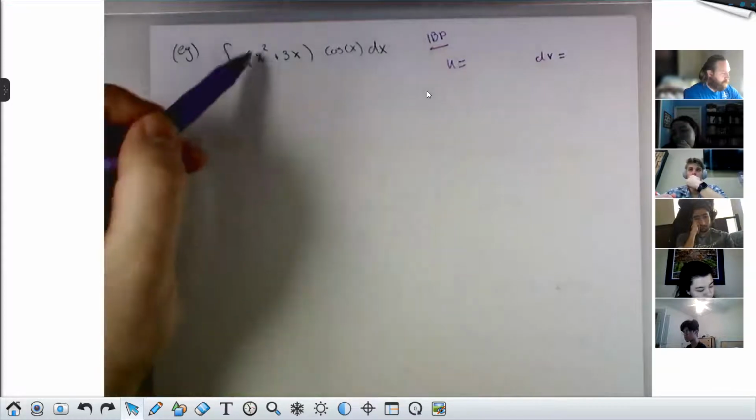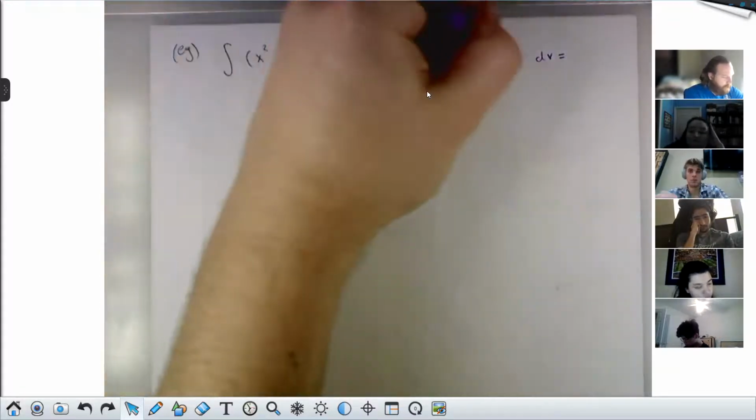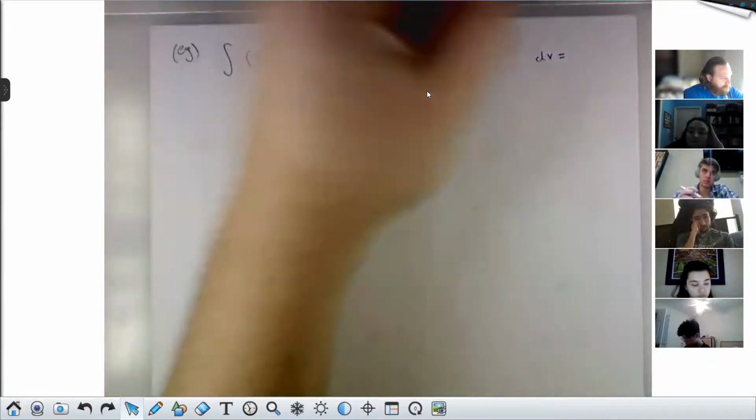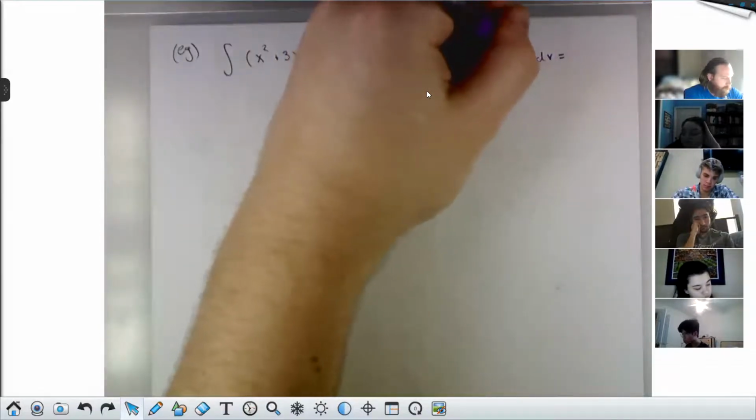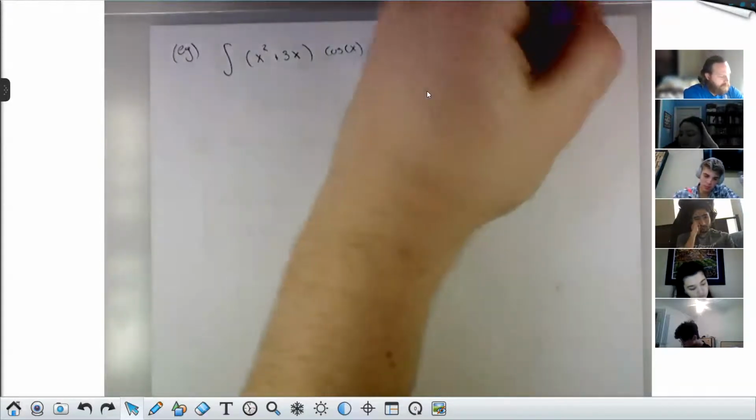Now here, I'm going to pick u to be the polynomial piece, again, like we did last time. X squared plus 3x is the polynomial piece this time. And I'm going to pick dv to be everything else. So dv here is cos x dx.